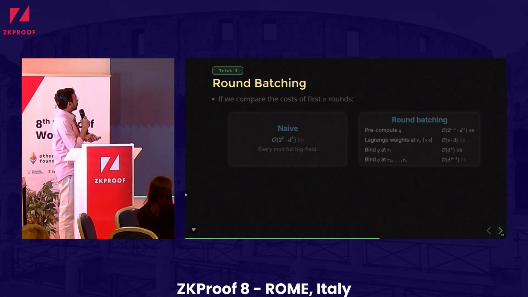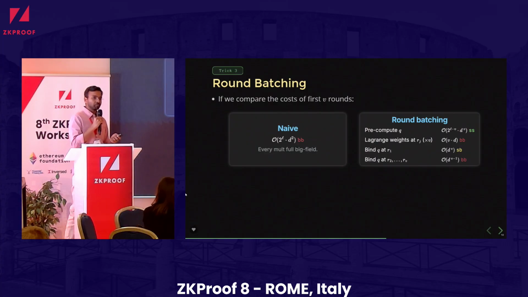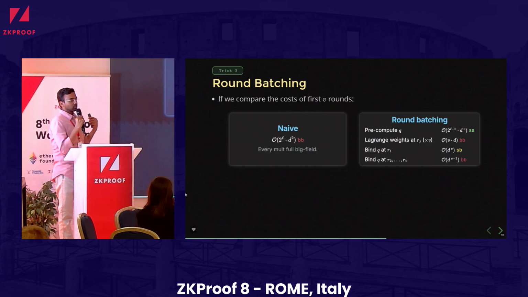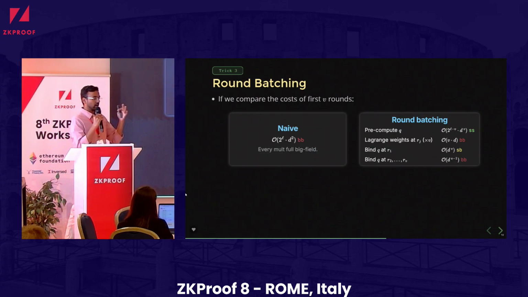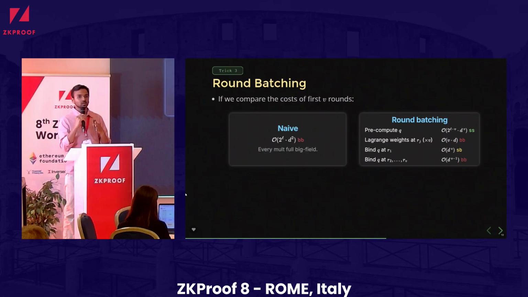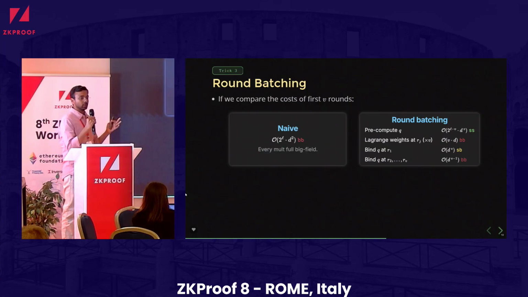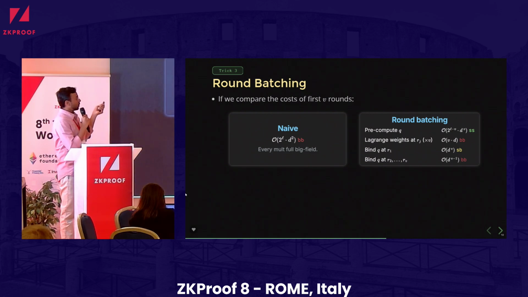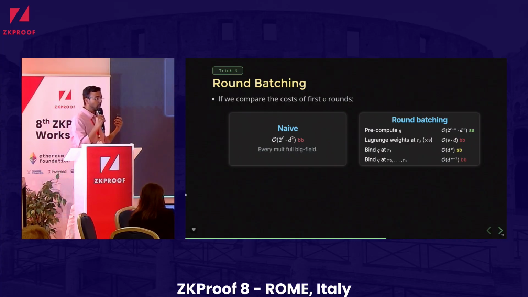Okay, so let's come to the advantage of what this lets us do. If you look at the naive sum check for the first V rounds, most of the cost of sum check is spent in the first few rounds, because every round the instance size gets reduced by half. So the bulk of your work you're doing in the first few rounds. It would have cost us 2 to the power L, the total instance size, times D square big multiplications in the naive version.